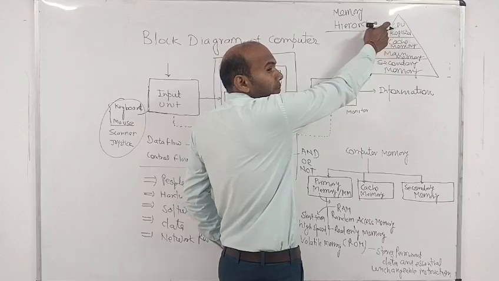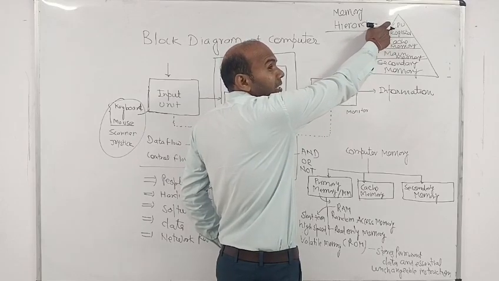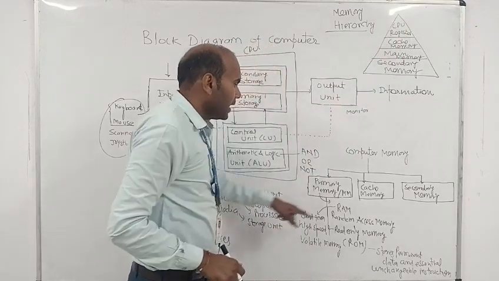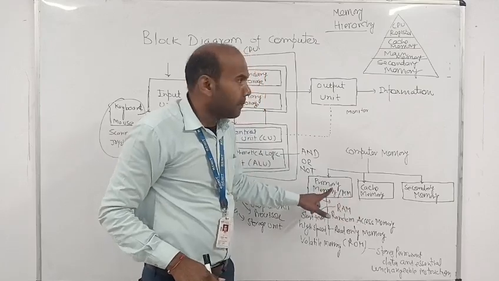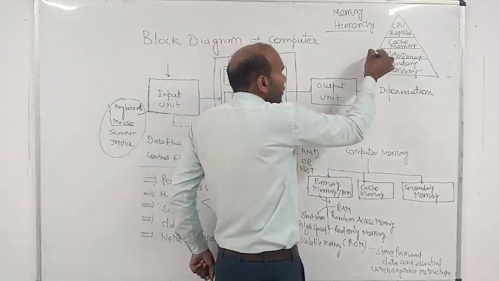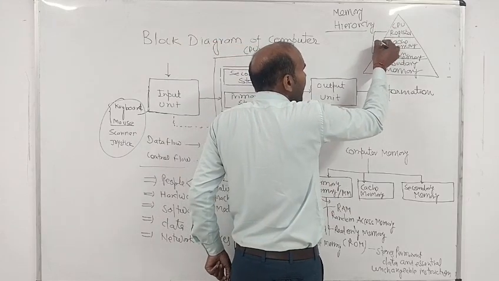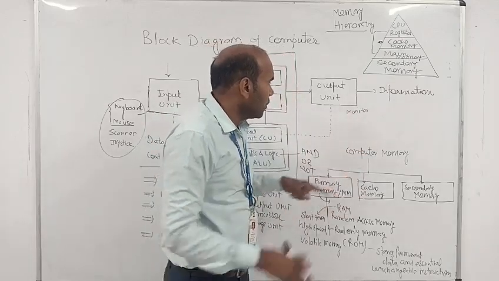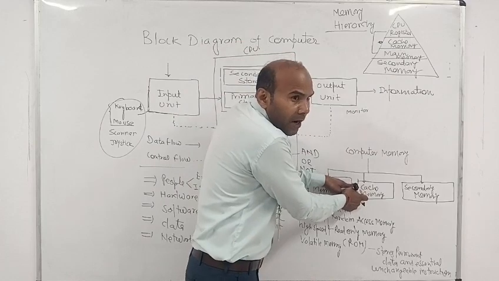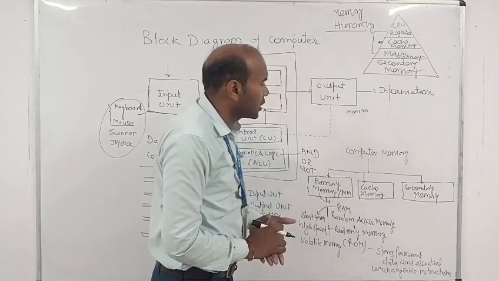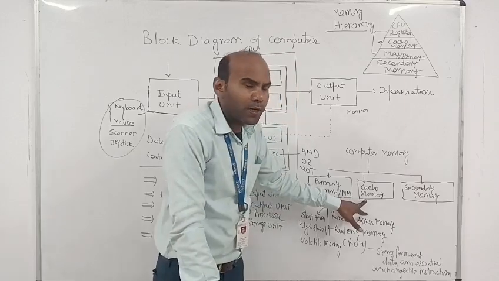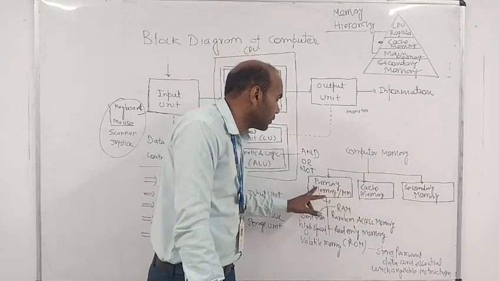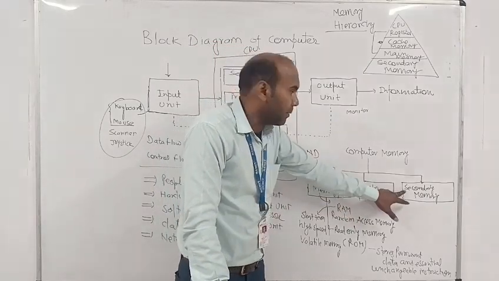The CPU register is temporary storage, the very nearest part to the CPU. Next is the cache memory. Cache memory runs between main memory and the CPU. So cache memory is a very fast memory. It stores the instructions that are frequently used by the processor, and it is very high speed compared to the main memory or secondary memory.